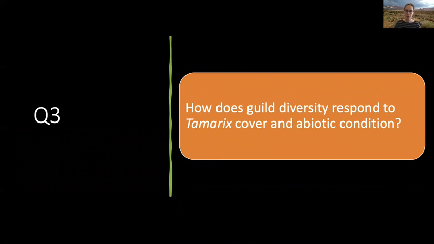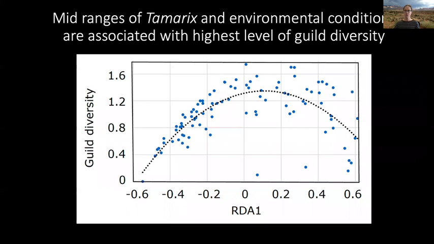So last question real quick: how does guild diversity respond to Tamarix cover and abiotic condition? So this figure shows that axis of RDA1 from before, but plotted against guild diversity, measured as Shannon diversity index for guild cover. So what we found was that mid-ranges of both Tamarix cover and environmental conditions are associated with higher guild diversity. So in here we have the highest guild diversity.